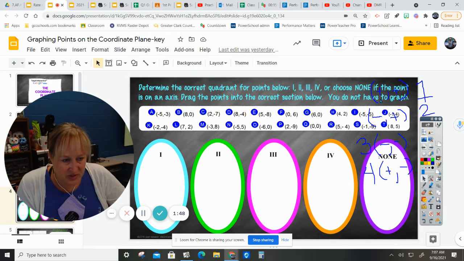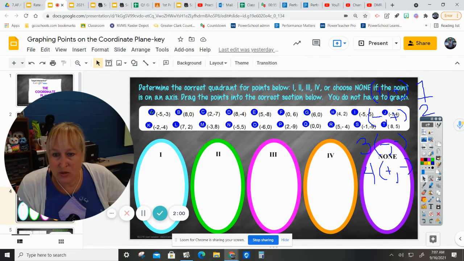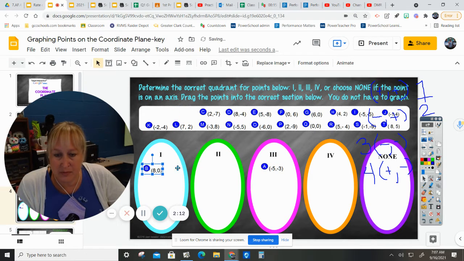All right, so you see this is why I wrote this, and you can tell that it's hard to read, but this A is negative, negative. So I'm going to come over here, and that means negative, negative is quadrant 3. You are able to drag it to quadrant 3. B is 8 and 0, which is positive, positive, so that is quadrant 1. C is a positive and then a negative. So I'm going to look over here, positive, then a negative. So that is quadrant 4.